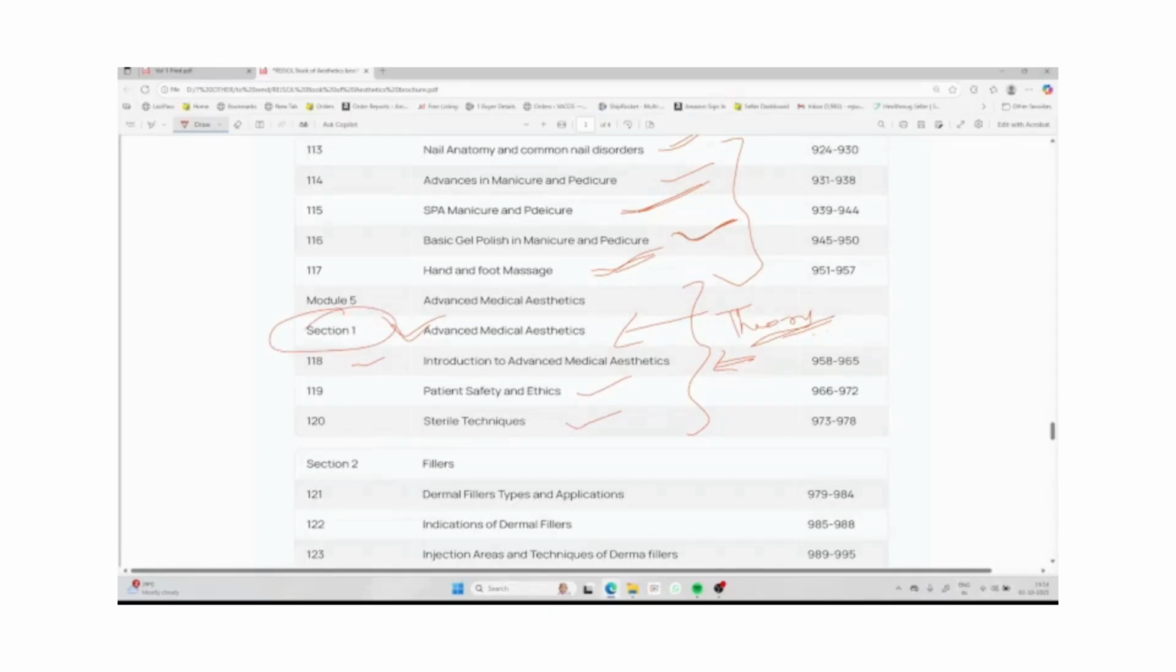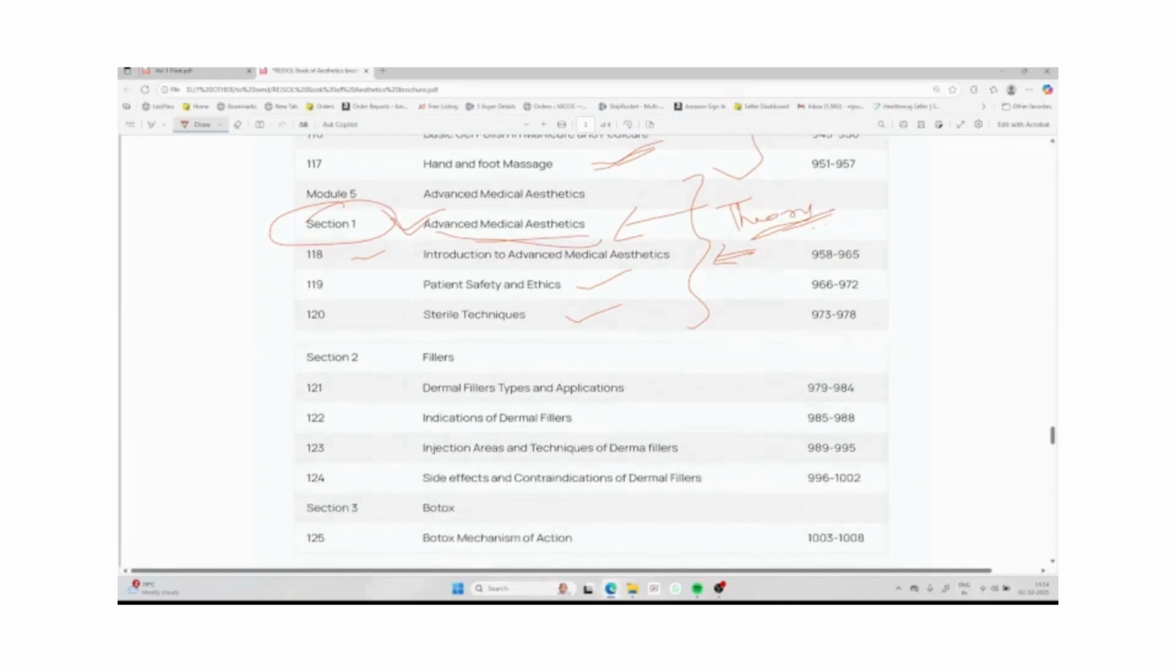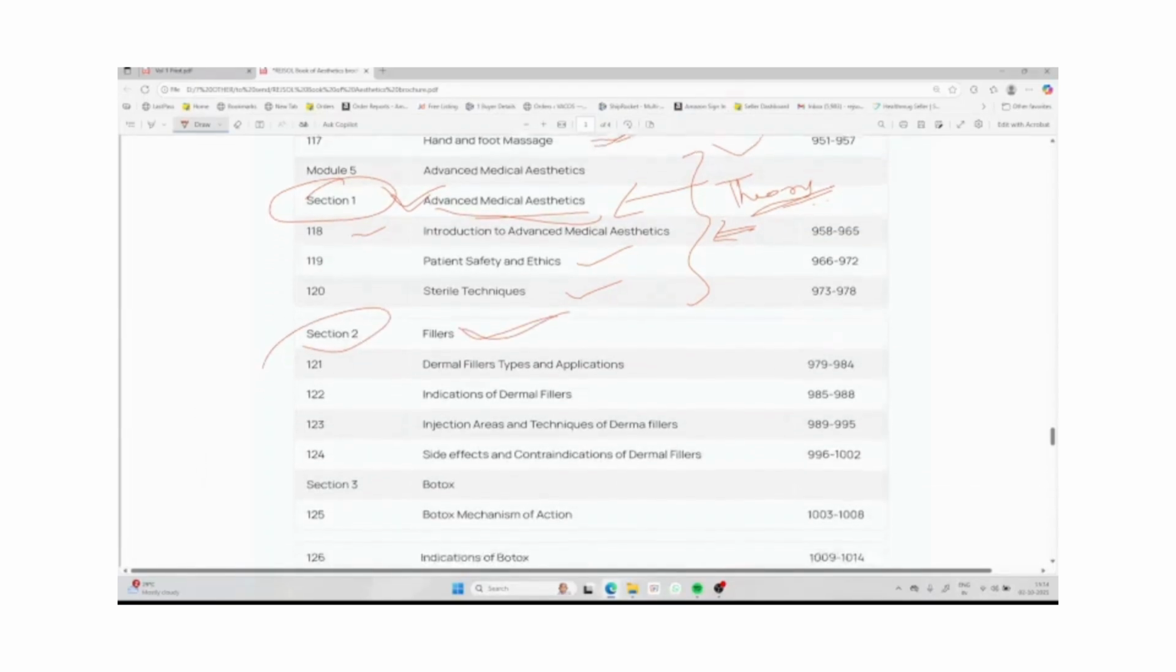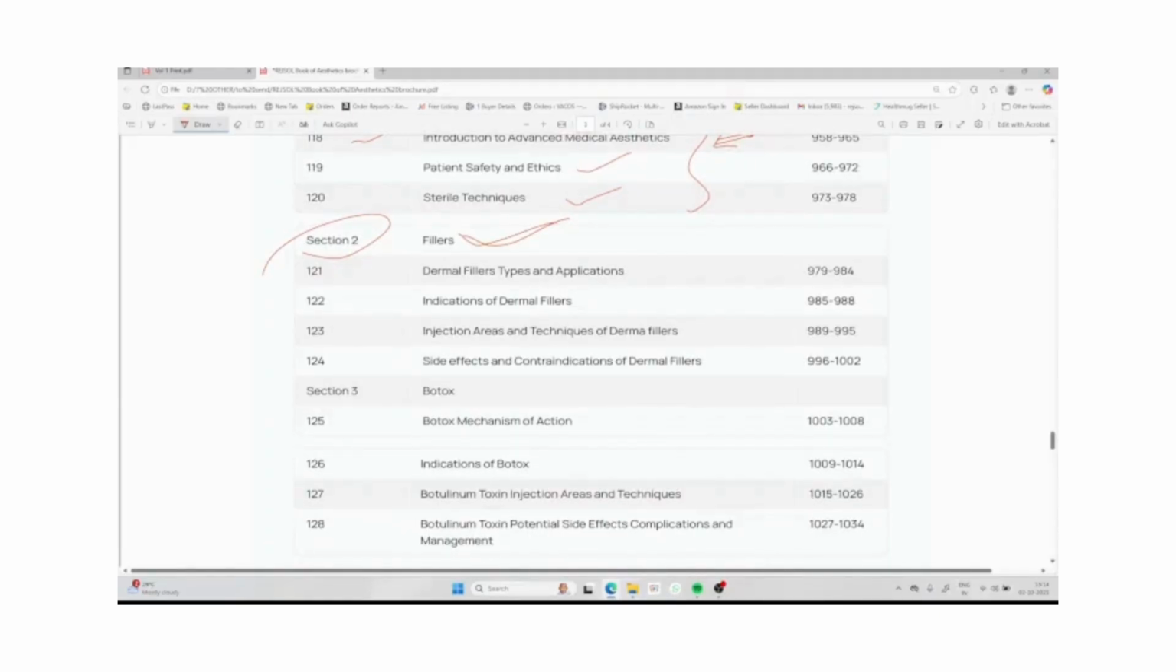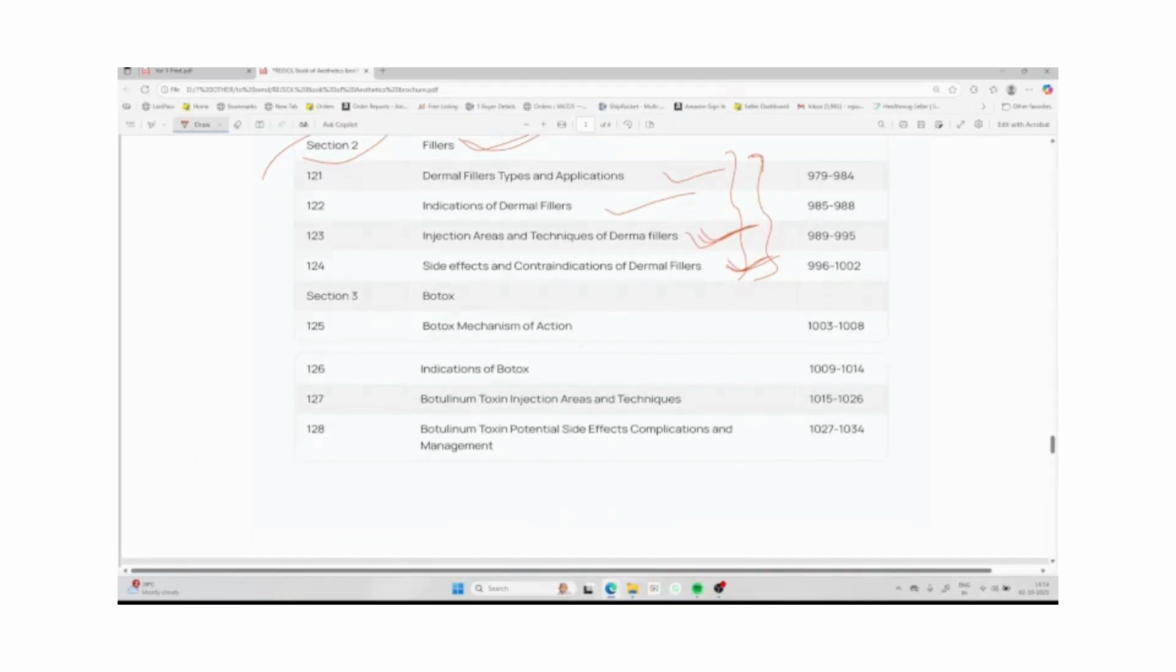This is section 1, advanced medical aesthetics. Then section 2 is fillers. Everything about fillers is discussed in this section. Dermal filler applications, indications of dermal fillers, injection techniques, so how the injections are given, side effects, contraindications of dermal fillers. If you are qualified enough, you can do it, but if you are not doing the procedure, you should still know what fillers are, so that you can discuss with your clients and refer patients for fillers to a dermatologist or a professional who has the skills and is qualified to do that.